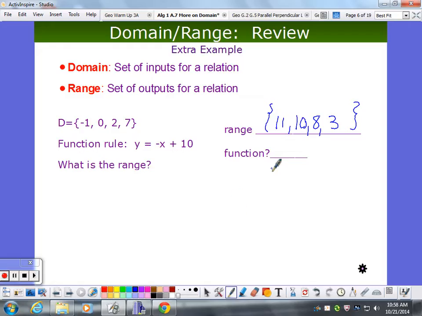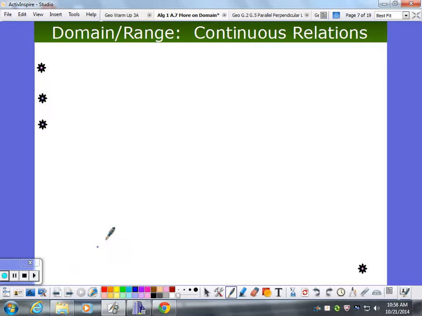Is it a function? Matthew, is this a function? Good job. Every input has one and only one output. Awesome. Okay, now, so domain and range.